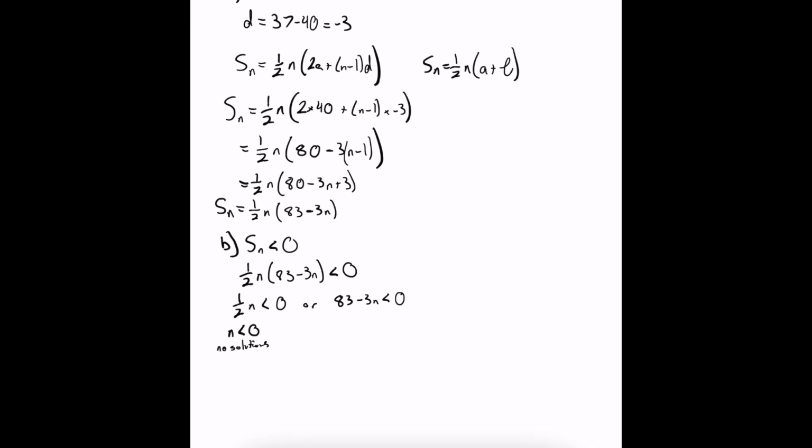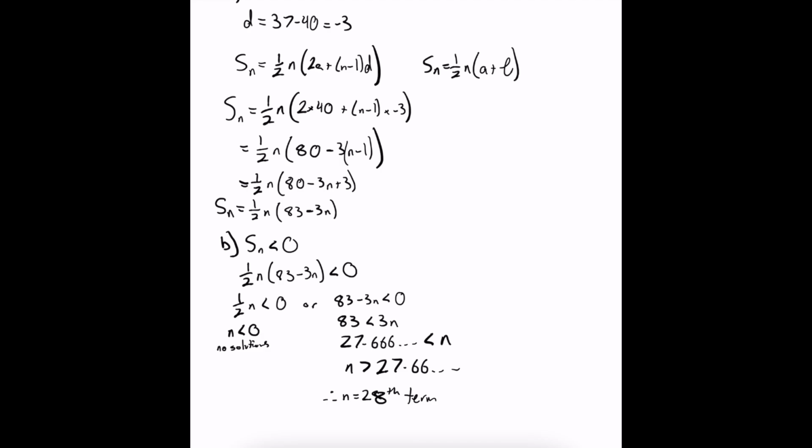And when we solve it, we have 83 is less than 3n. And then if we divide 83 by 3, we will get that 27.666, and so on, is less than n. Or I'll just rewrite it as n is greater than 27.66 recurring. So what is our term n for which this sum is first negative? And that will be 28. It'll be the 28th term.